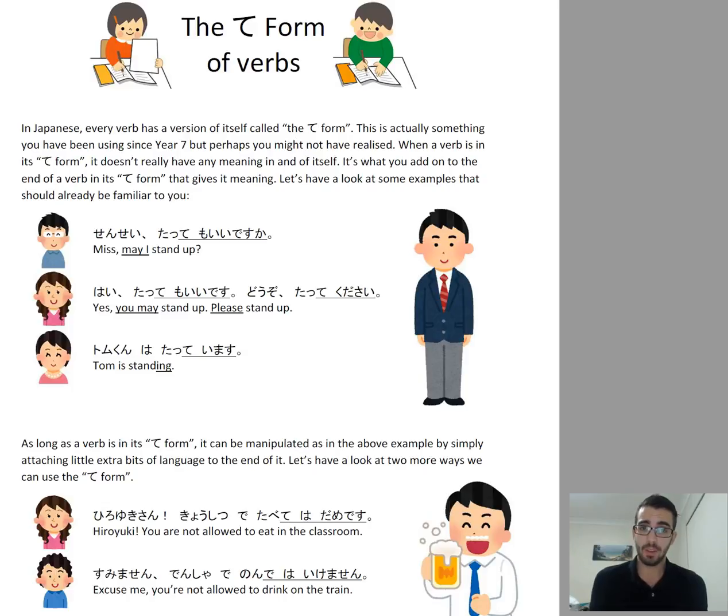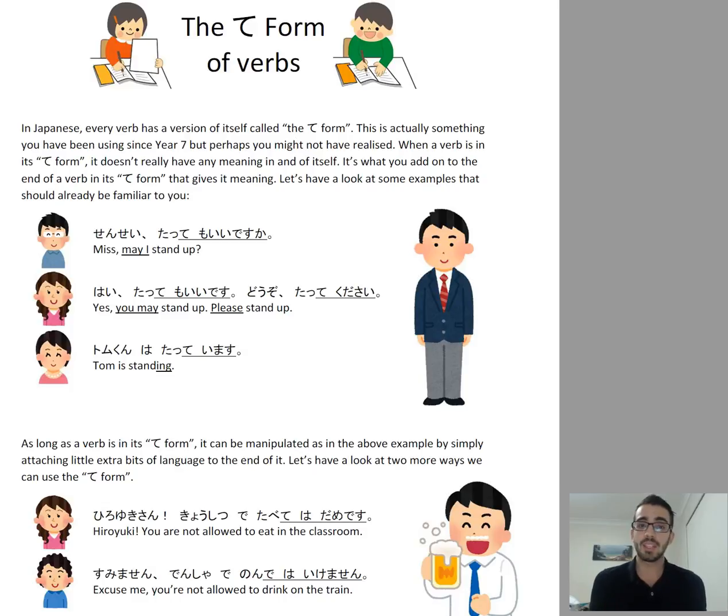I'd like to look at the te form of verbs. The te form of verbs is a really important one. When a verb is in its te form, it doesn't really mean much by itself, but when you add something to a verb in its te form, it opens up so much useful grammar. So it's really important to know what you can do with a te form verb, and also we'll look later at how to make a te form verb.